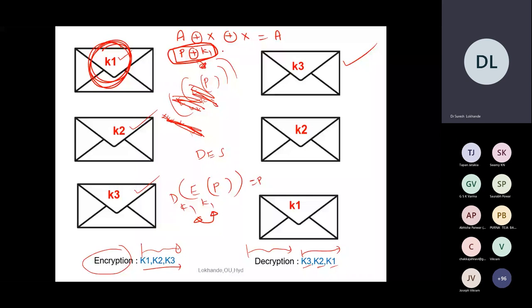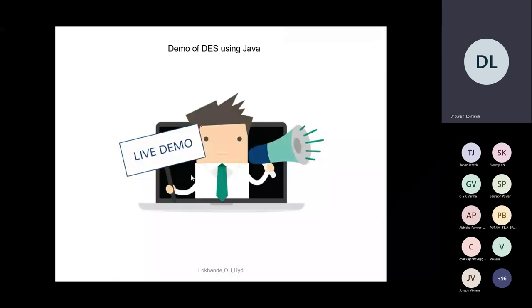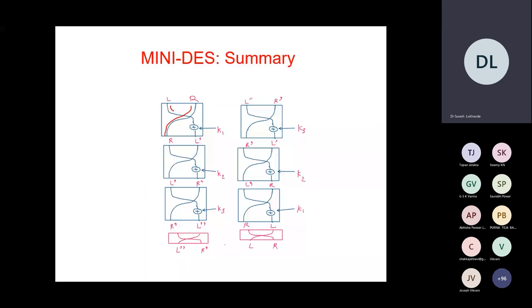So this part is repeated for 16 rounds. In this diagram, I am showing something like three things. Now you see, the right part is coming as it is, and the left part is XORed with K1. Then it has become L prime. So what is L prime? L is XORed with K1. Now if I want to get this L back, what do I need to do? Definitely I need to XOR again with K1 only.